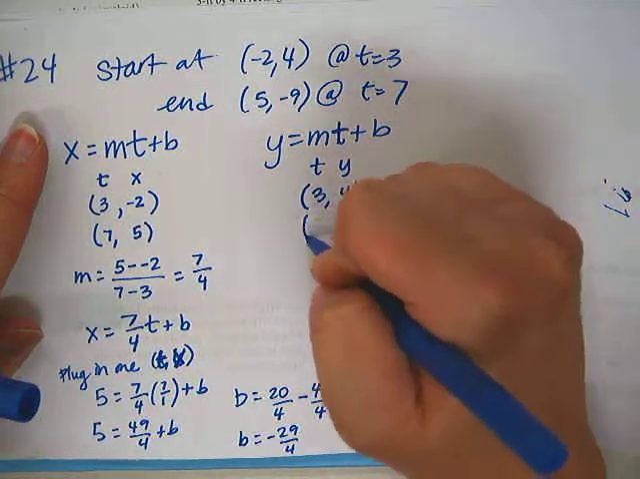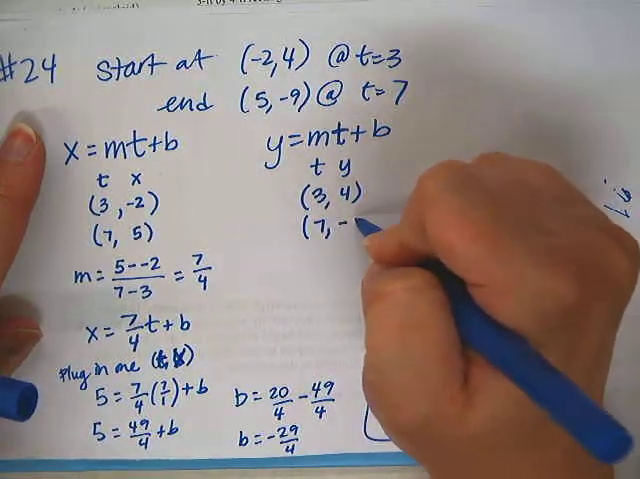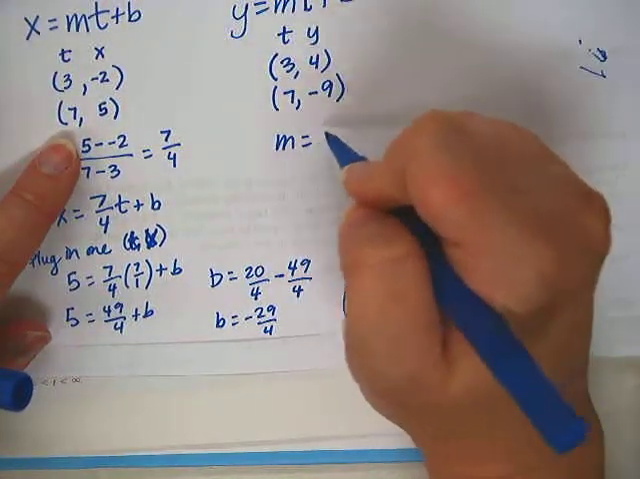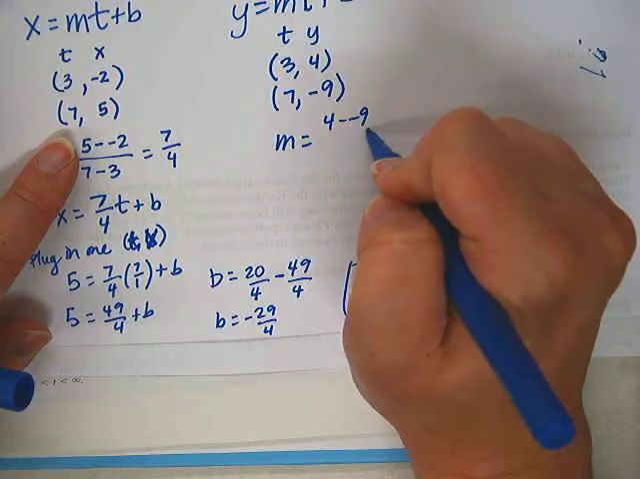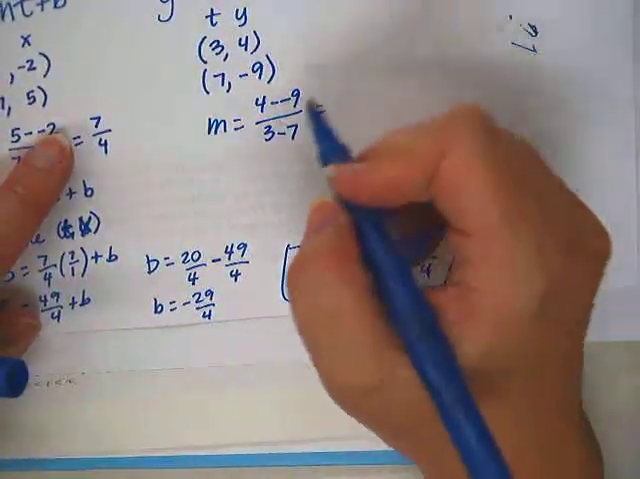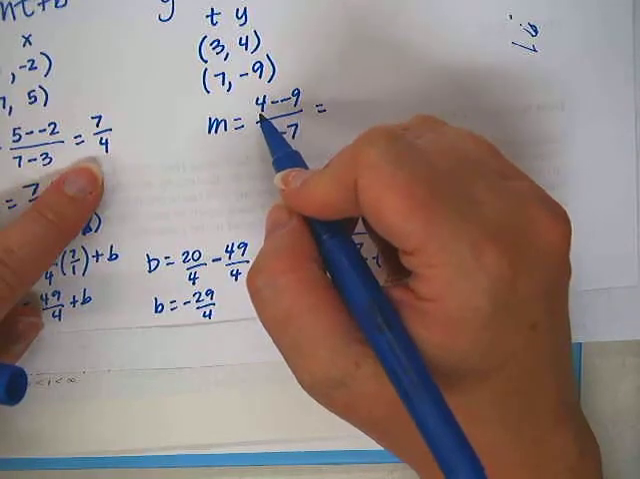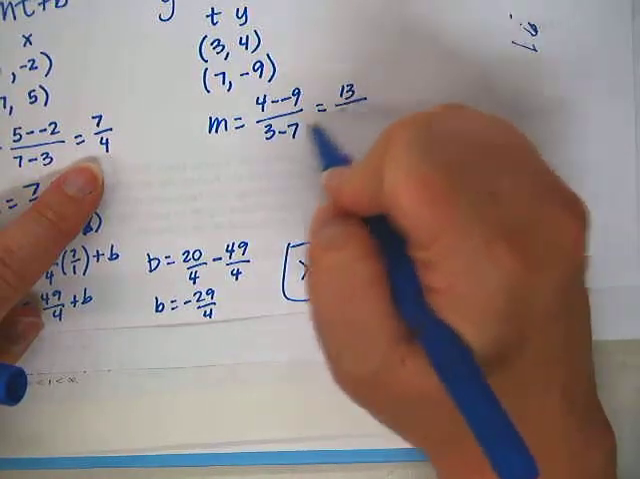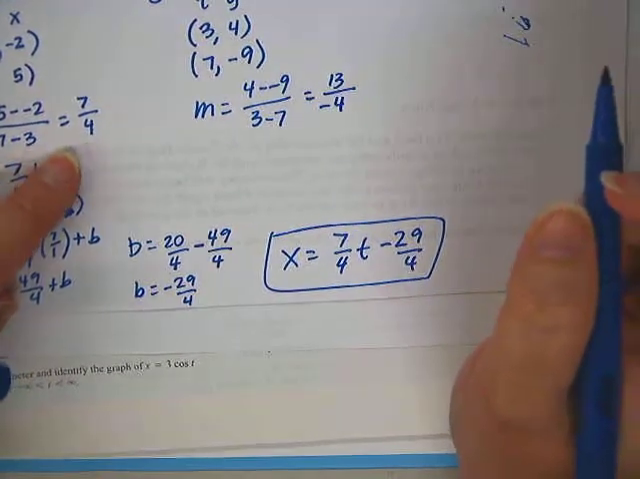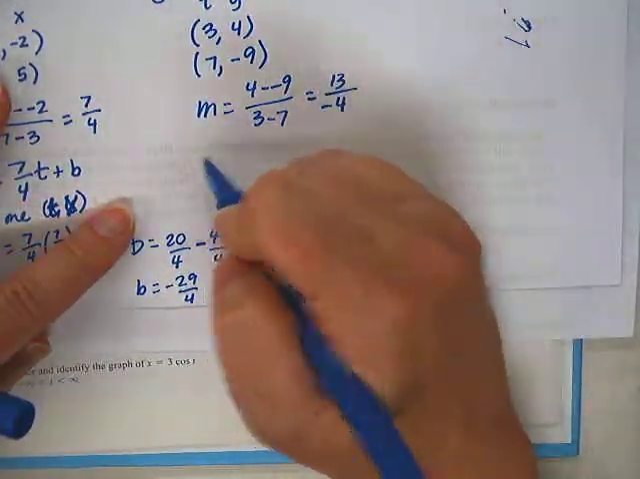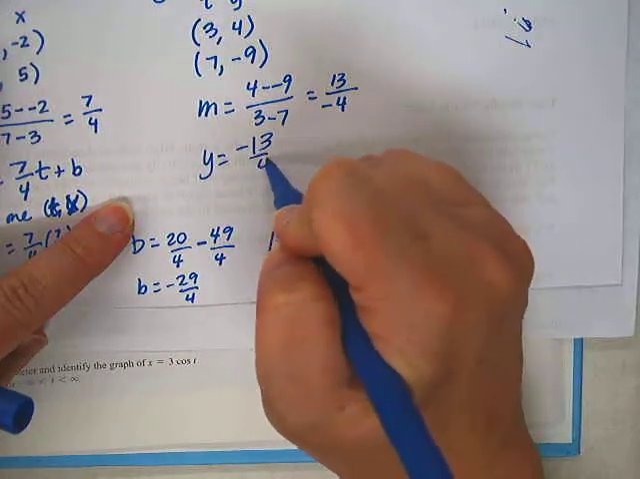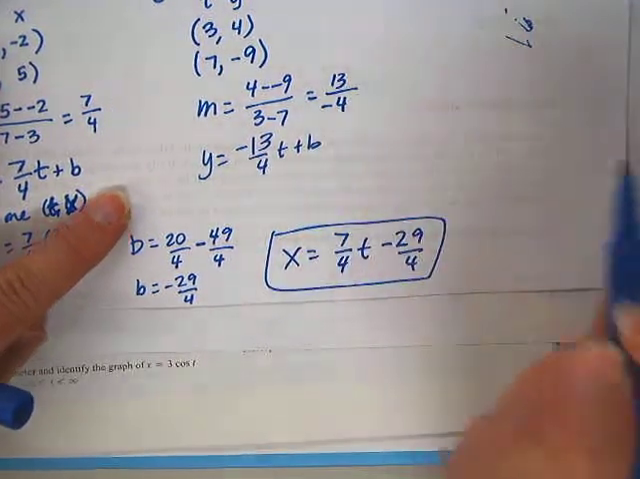Alright, now we do the same thing for the vertical path. So this time we're going to put our numbers into t and y. So t is 3, y is 4, t is 7, y is negative 9. We find our slope by going 4 minus a negative 9 over 3 minus 7. I did it backwards that time, but oh well, it doesn't matter. So 4 minus a negative 9 is positive 13, and 3 minus 7 is a negative 4. So the slope is negative 13 over 4, right?